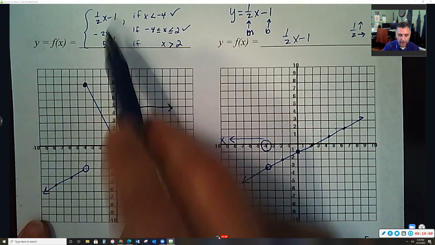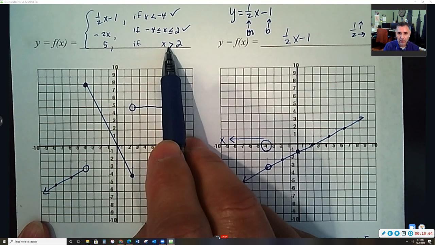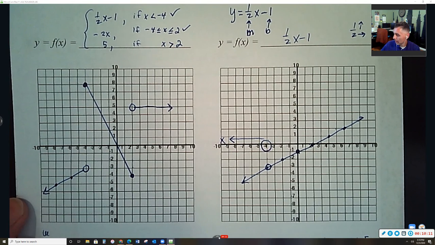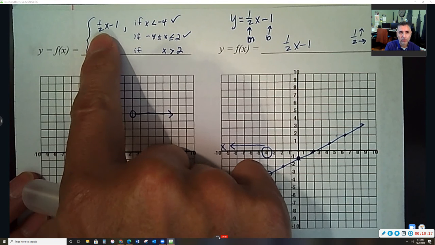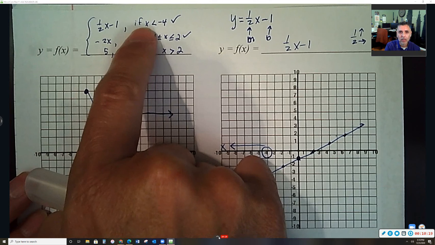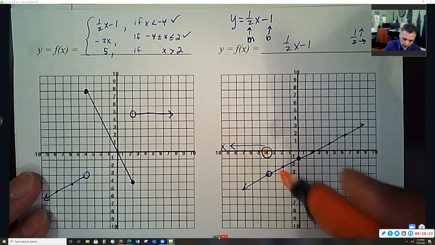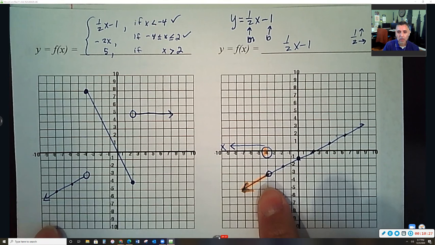It has three pieces to it, and this part tells us pretty much which part of this graph I want to take, right? Again, let me try this with highlighters. Maybe you can see this better. The first one was 1/2 x minus 1 only when x is less than negative 4. So here's negative 4. So I only wanted this piece. So that piece correlates to this one over here.